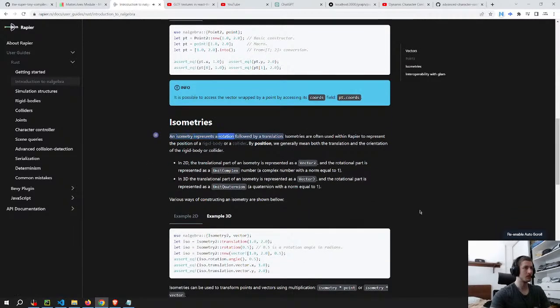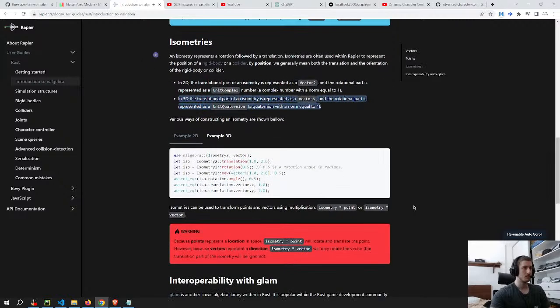Isometry. An isometry represents rotation followed by translation. Isometries are often used within Rapier to represent the position of a rigid body or collider. By position, we generally mean both the translation and the orientation of the rigid body or collider. In 2D, the translational part of an isometry is represented as a Vector2, and the rotational part is represented as a unit complex number, a complex number with a norm equal to 1. In 3D, the translational part is represented as a Vector3, and the rotational part is represented as a unit quaternion, a quaternion with a norm equal to 1.